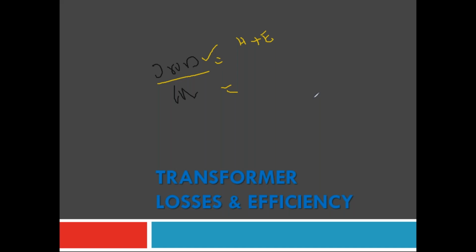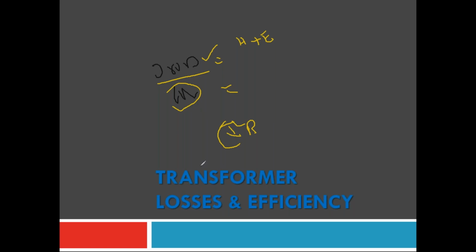Copper loss completely depends on the load. Whatever load we apply on the secondary, that much copper loss will happen, because the copper loss formula is I squared R. When the load keeps increasing, it draws more current. When the current increases, copper loss also increases. That's why we call copper loss a variable loss, because it completely depends on the load.